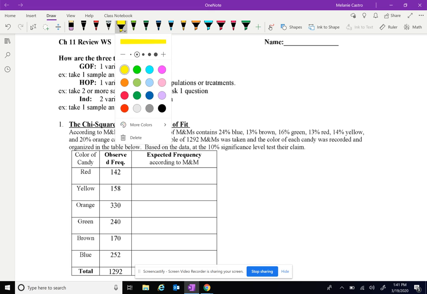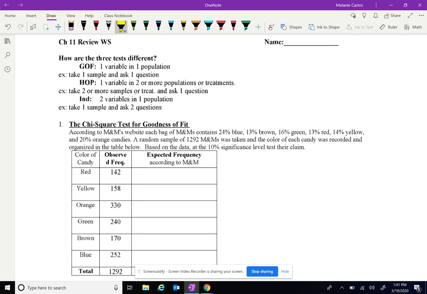Hey guys, we're looking at our Chapter 11 worksheet right now on how to do a goodness of fit test. We should notice that you're supposed to take one sample and ask one question. Here, our one sample is a bag of M&Ms, or a random sample of 1,292 M&Ms. Hopefully that's more than a bag. And we're taking the color of each candy, so that's our one variable that we're measuring.